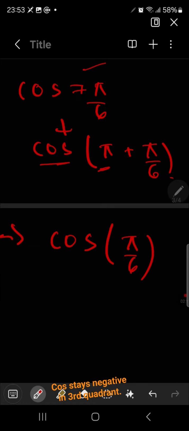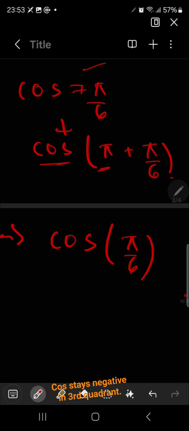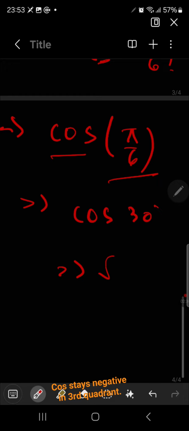Now pi will get cancelled, because it is always constant. If it was 2 pi, 2 pi means 180, another 180, this will come again on the x-axis, so again the same thing will happen. So pi will be gone, and cos pi will give us the same value. So cos pi by 6, now pi by 6 is what? Cos 30. Cos 30 is root 3 by 2.